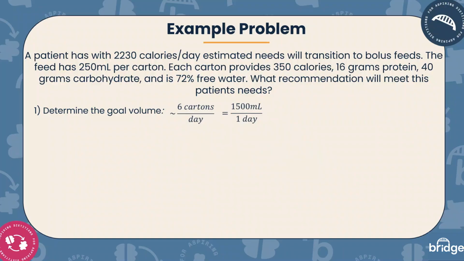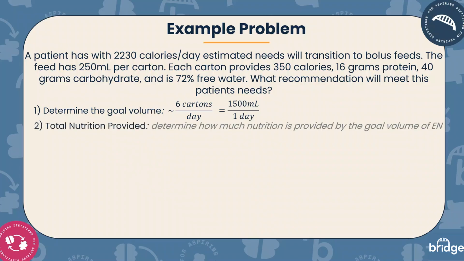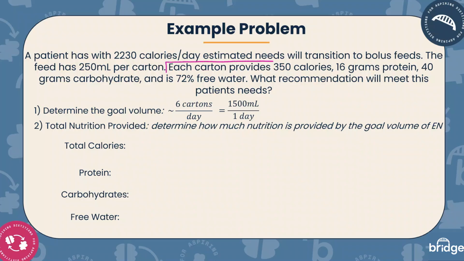So now that we know the patient is going to take in 6 cartons a day and receive 1,500 milliliters of this bolus tube feed, we need to figure out what that provides nutritionally. And as before, we'll look at calories, protein, carbohydrates, and free water. And the equivalent statements are given to us in these problems right here. The feed has 250 milliliters per carton, and each carton provides 350 calories. So here's my equivalent statement from cartons to calories. I'm going to write that under calories. 1 carton gives us 350 calories. So we can take our goal volume of 6 cartons a day and figure out how many calories that is.